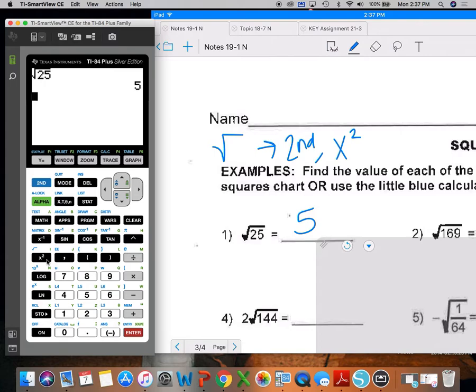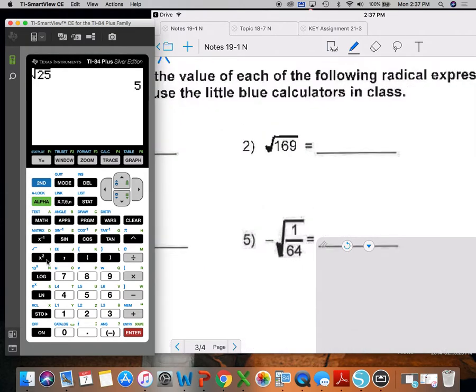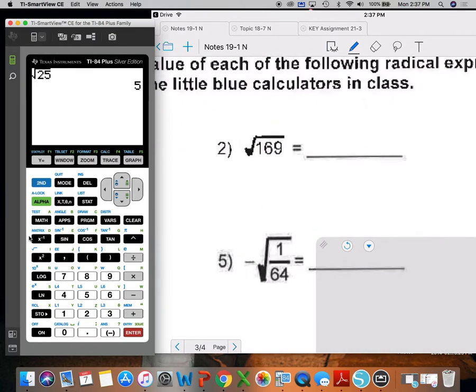Again, you can do this on a phone calculator. You can do them on the little blue calculators. The little blue calculators work just like phone calculators, where you type in the number and then hit the square root button. So problem two, the square root of 169. We do the square root, and 169 is 13.